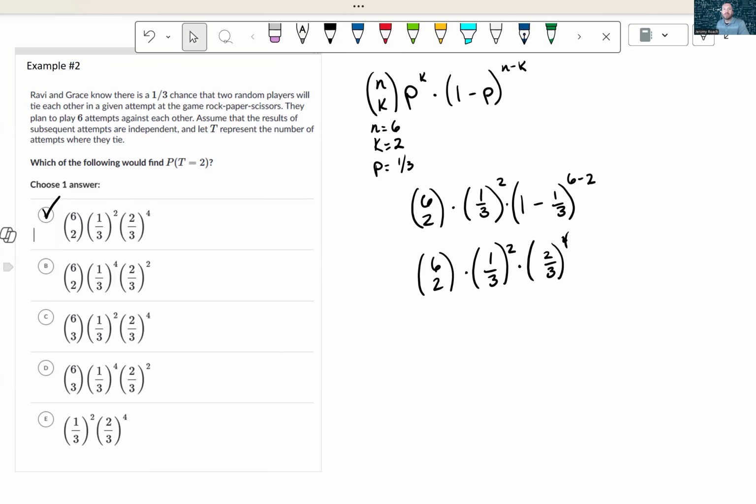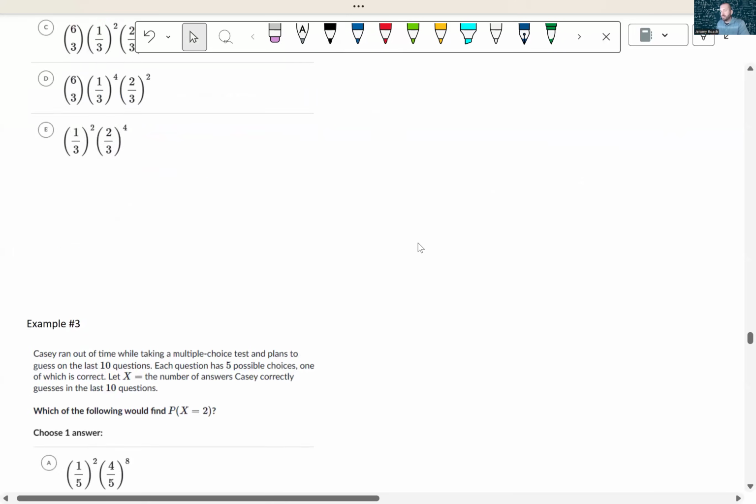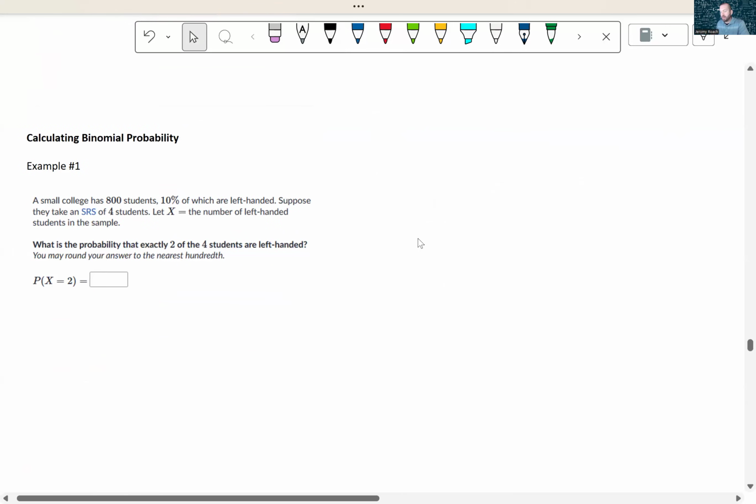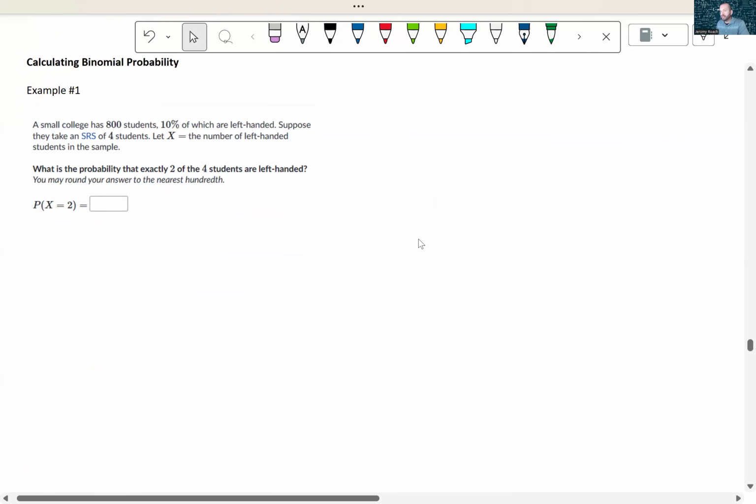All right. Let's skip that next one. We're going to look at how to calculate it now. So now we know how to write that formula. Now we're just going to calculate it and actually put the calculations in our calculator to find our answer.